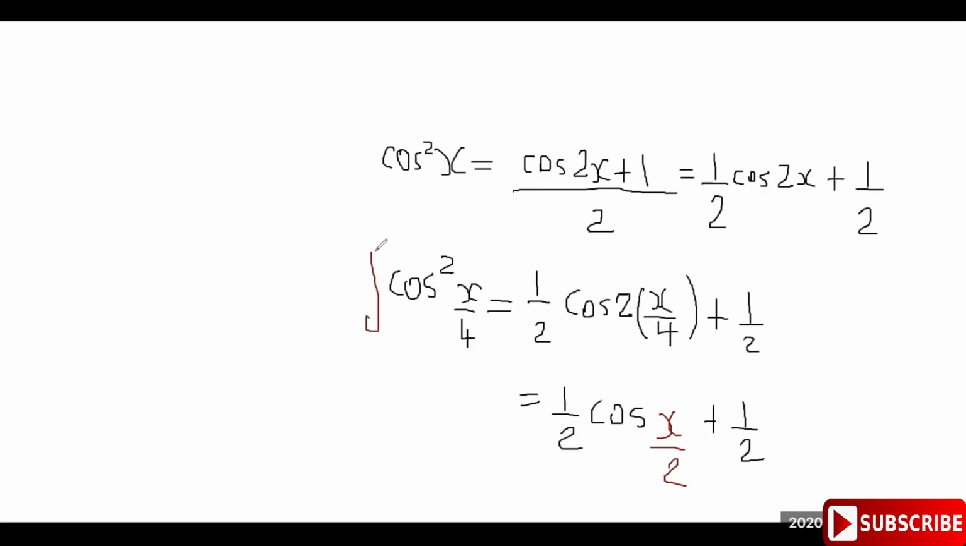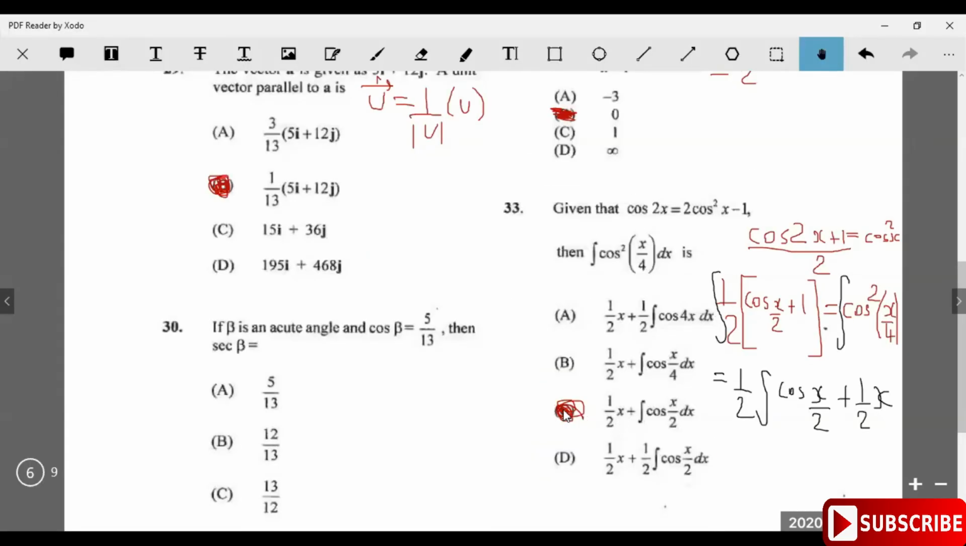And so now the integral of cos square x over 4 is just the integral of all of this. And we know the integral of all of this can be broken up as the integral of this side plus the integral of a half. And the integral of a half is just a half times x. And so that's how we end up getting this part. Easy. And that's question 33.